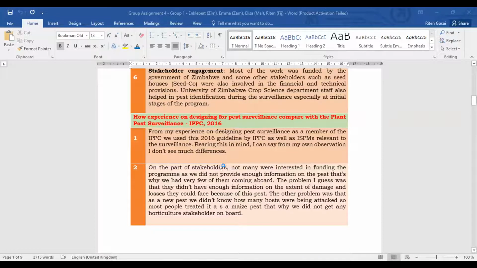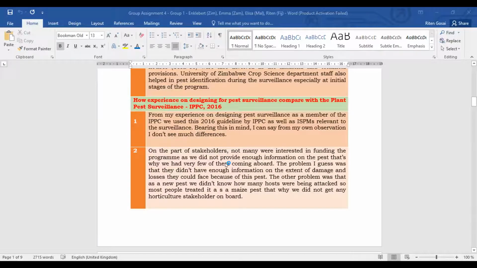Engelbert mentions that from his experience on designing pest surveillance as a member of the IPPC, they used the 2016 guideline. And on the part of the stakeholders, not many were interested in funding the program. So that is always a concern, a good point brought up by Engelbert. The problem, I guess, was that they didn't have enough information on the extent of damage and losses they could face because of this pest.